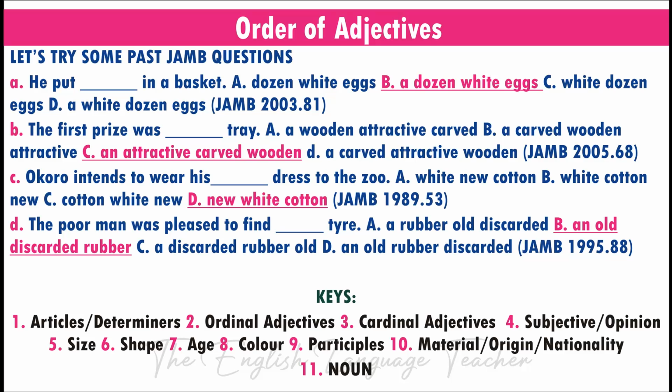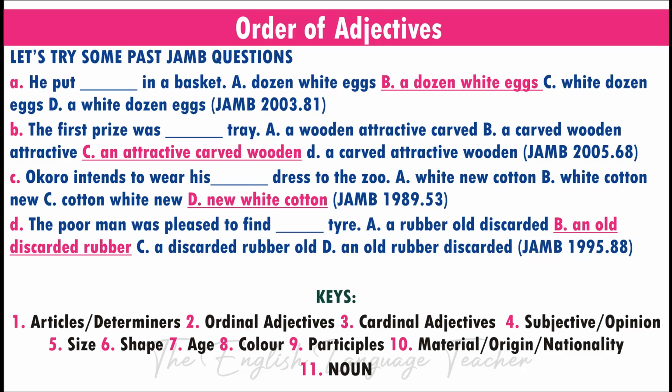Question C. Okoro intends to wear his dash dress to the zoo. The correct option here is option D, new white cotton dress. How did we get that? New is an adjective of age, that is number 7. White is color, which is number 8. Cotton is material, which is number 10. So we have 7, 8, 10.